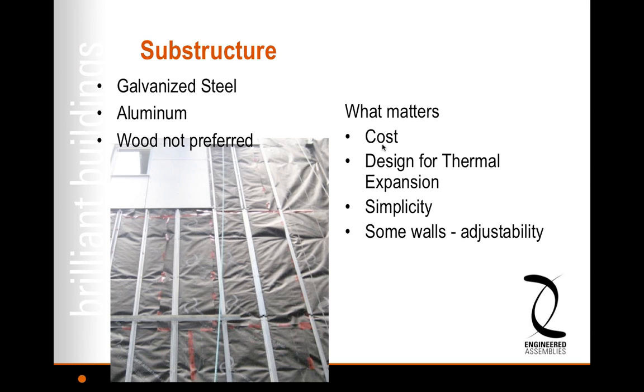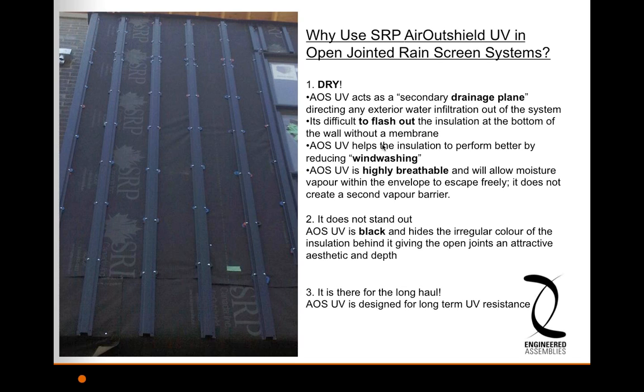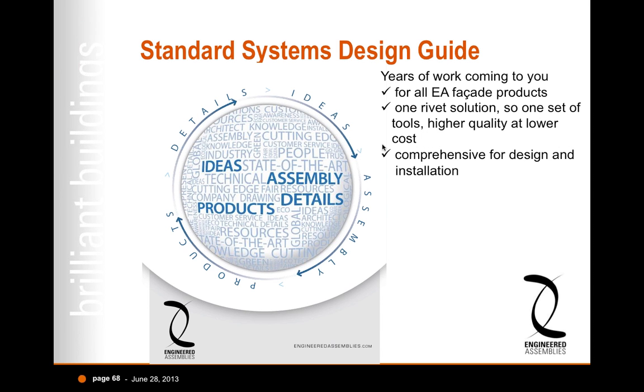The substructure we tend to use is galvanized steel because it's inexpensive, manages thermal expansion well, it's simple, and so forth. We use an air out shield membrane on the outside of the insulation to keep the rain out but allow the wall to breathe. And that's a key aspect of rear ventilated rain screen.